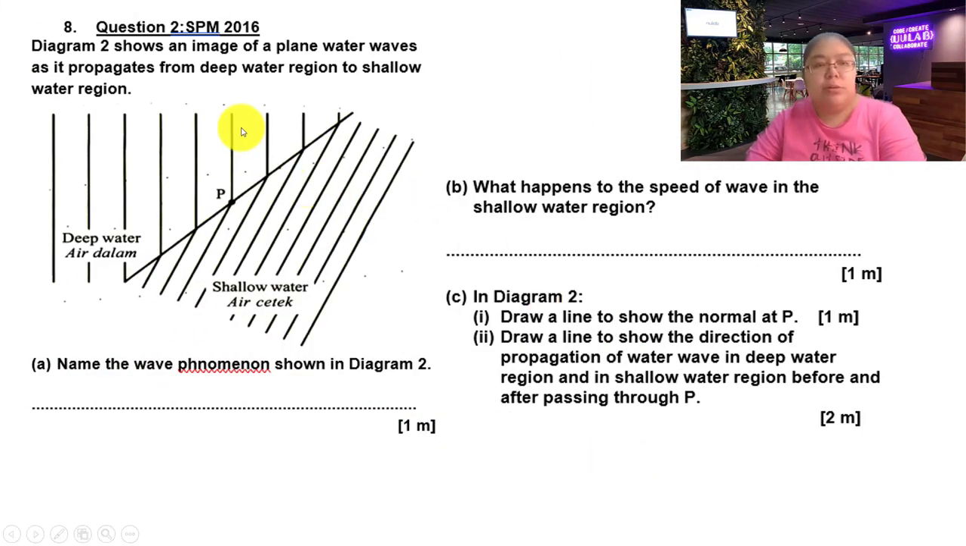Now we go to number 8. It shows a plane water wave that propagates from the deep to the shallow part. So this one should be deep. You see the wavelength becomes bigger, then the wavelength becomes smaller. Name the wave phenomenon. This one should be refraction.